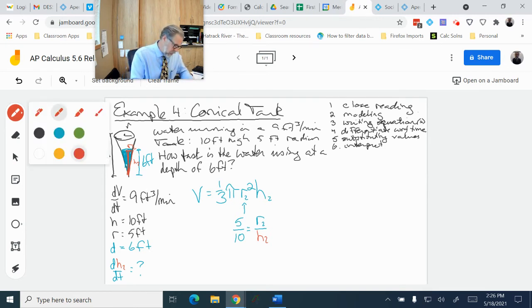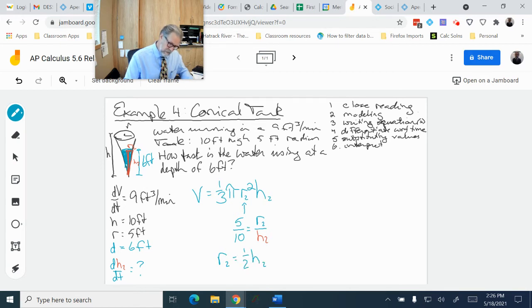So let's go ahead and substitute. I know that R of the water is equal to 1/2 height of the water. This tells me that the volume of the water is 1/3 pi times 1/2 h water squared times the height of the water. Doing a little simplifying, I've got volume is equal to pi over 2 squared is 4. That's 12 h of the water cubed.